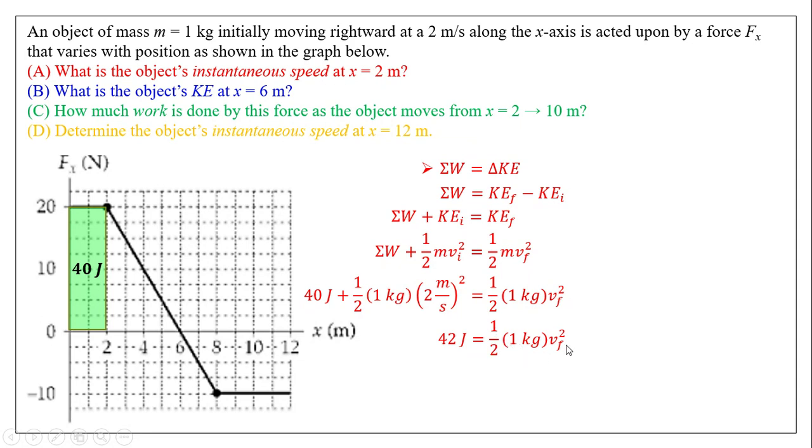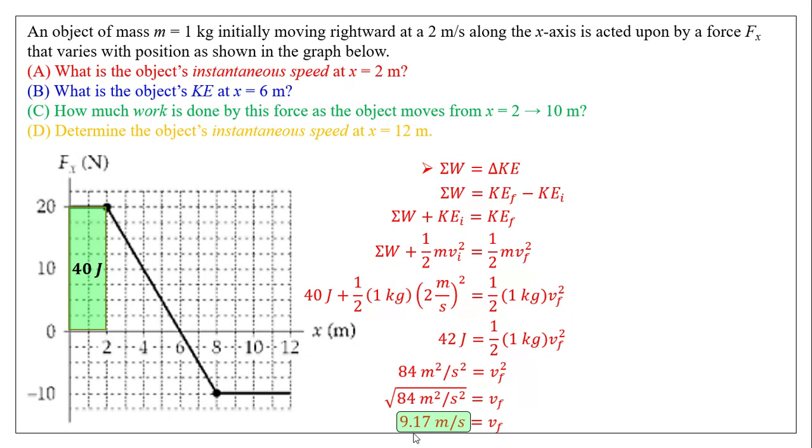Okay, so here's what I want to do. In order to get Vf squared by itself, I'm just going to multiply both sides by 2. So 42 times 2 is 84. So I want to say that Vf squared is equal to 84. Therefore, to find Vf, I just need to square root both sides to get rid of the exponent 2 on the right side. So Vf is the square root of 84, and the square root of 84 is going to give you about 9.17. That is the speed at 2 meters, which is the answer to part A. I am done with part A.